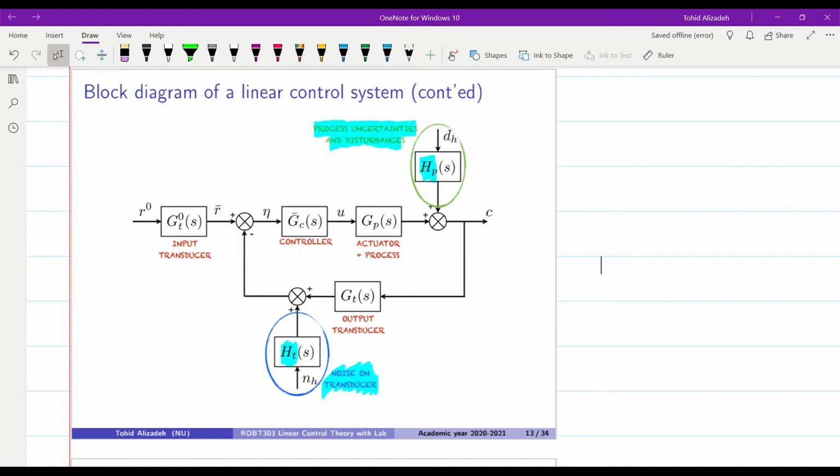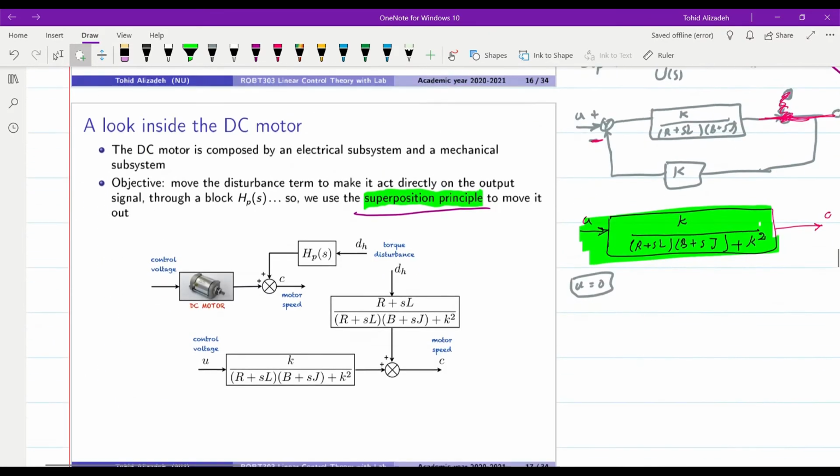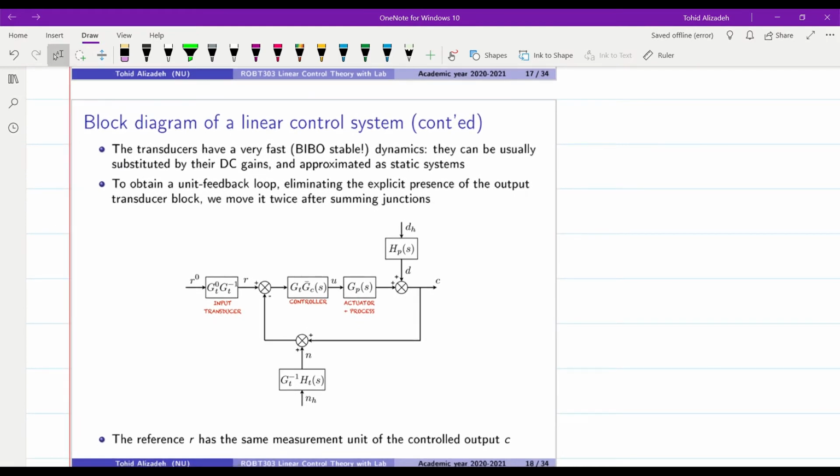Now let's have a second look at our block diagram system that we just started with and see if we can simplify it a bit more, in order to be able to use it easily throughout the course. Over here you can see again the initial block diagram system that we have for our closed loop linear control system with the transfer functions for input transducer, output transducer, and the rest. And now we are going to make it more compact and more simplified.